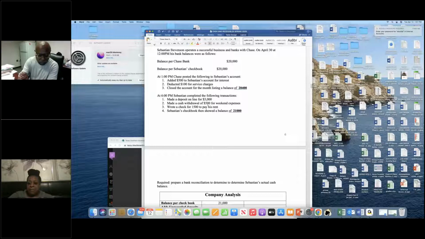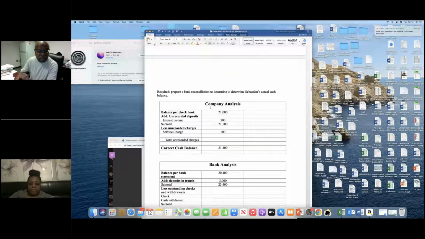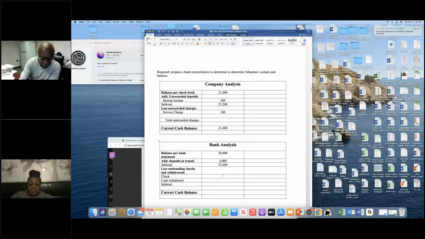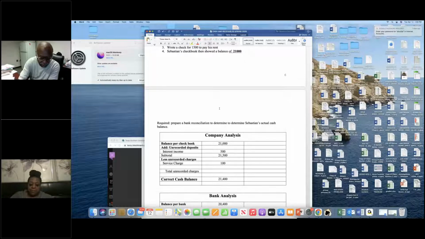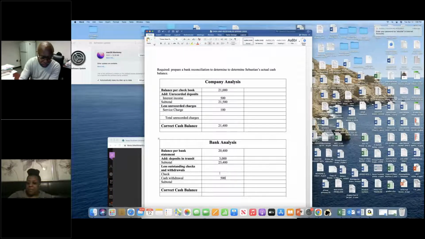So we have the cash withdrawal of 500, and then we had the check for the rent of 1,500. So that's $2,000. And we subtract the 2,000 from the 23,400, we get what? 21,400.